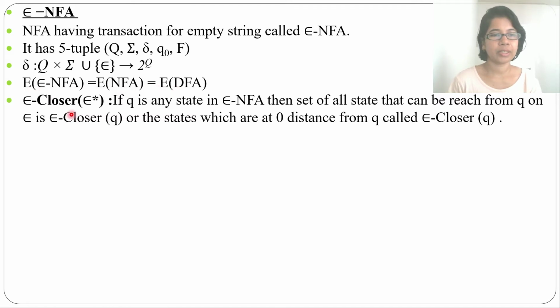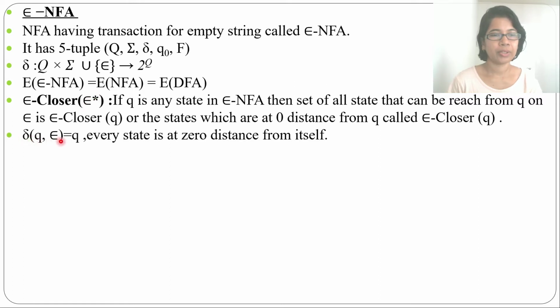E-closure is important for converting Epsilon NFA to NFA. So what is E-closure? If Q is any state in an Epsilon NFA, then the set of all states that can be reached from Q on epsilon is the E-closure of Q. Or you can say the states which are at zero distance from Q are called the E-closure of Q. It can be represented by epsilon star, that means E-closure.